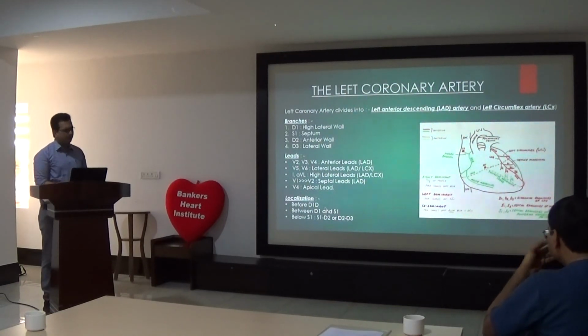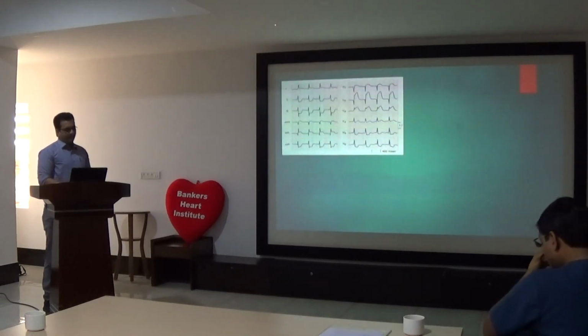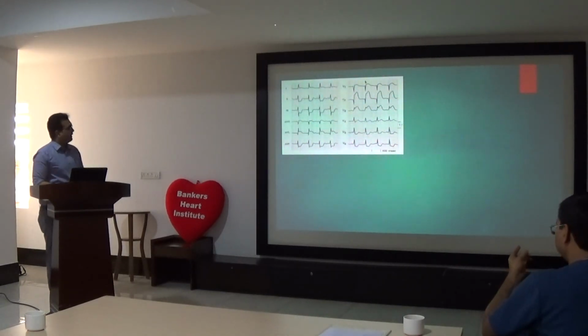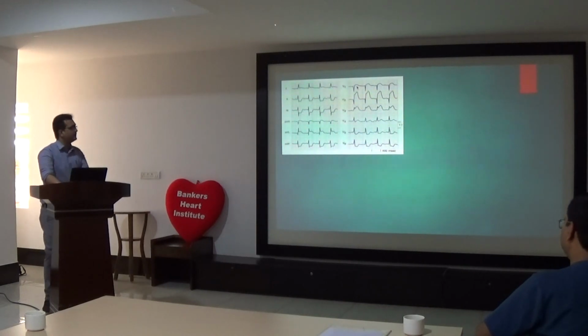localization in a case of anterior wall MI is before D1, between D1 and S1, or below S1, that is between S1 and D2 or between D2 and D3. Now this is a case of anterior wall MI showing significant ST elevation in the anterior leads and corresponding reciprocal changes in leads 2, 3 and AVF. Here there is ST elevation in leads V2, V3 as well as lead V1. So definitely the lesion is above the septal branch, that is above S1.